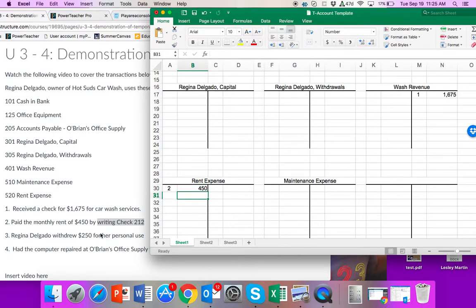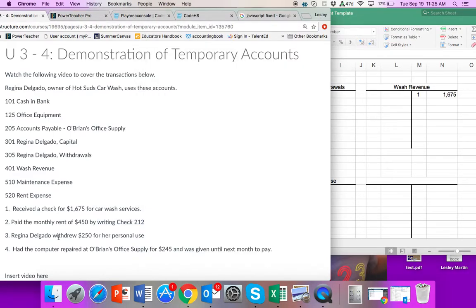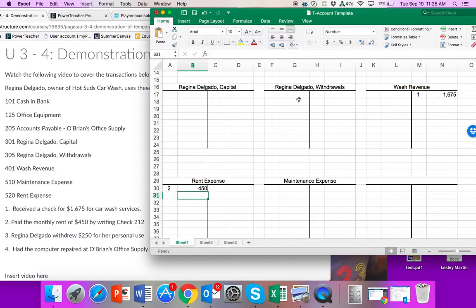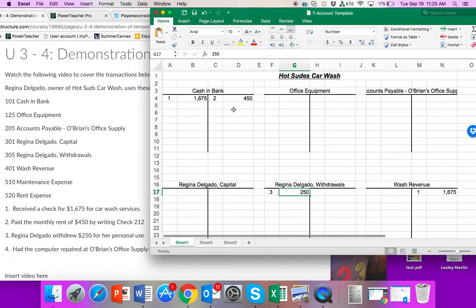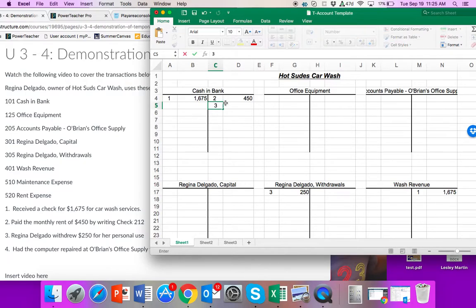Okay. Then it says Regina Delgado withdrew $250 for personal use. Okay. So when we withdraw, we automatically are going to debit because it increases on a debit. So we're going to type 3 for $250. Now every debit must have a credit. This is our debit, and because she's taking cash out, we're going to credit cash and bank. We are not going to touch capital. It is withdrawals and cash and bank. So we're going to type 3 and then 250.